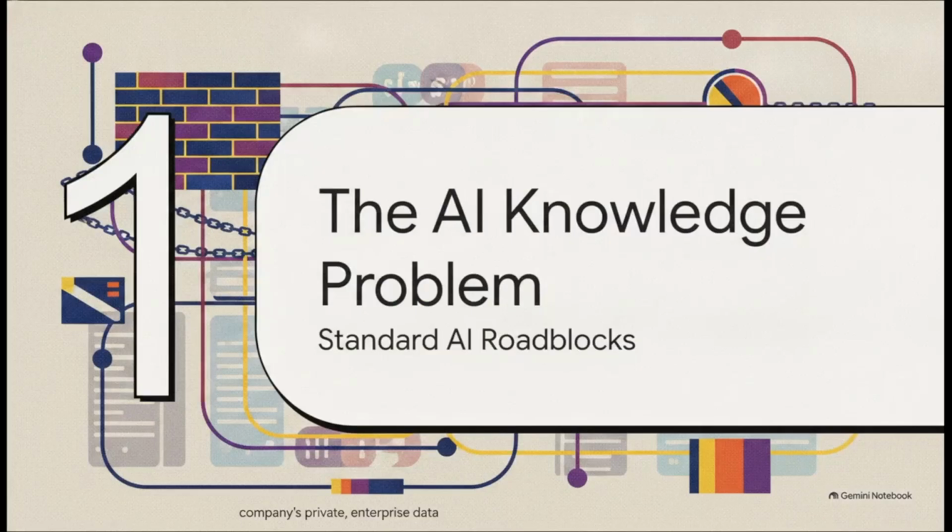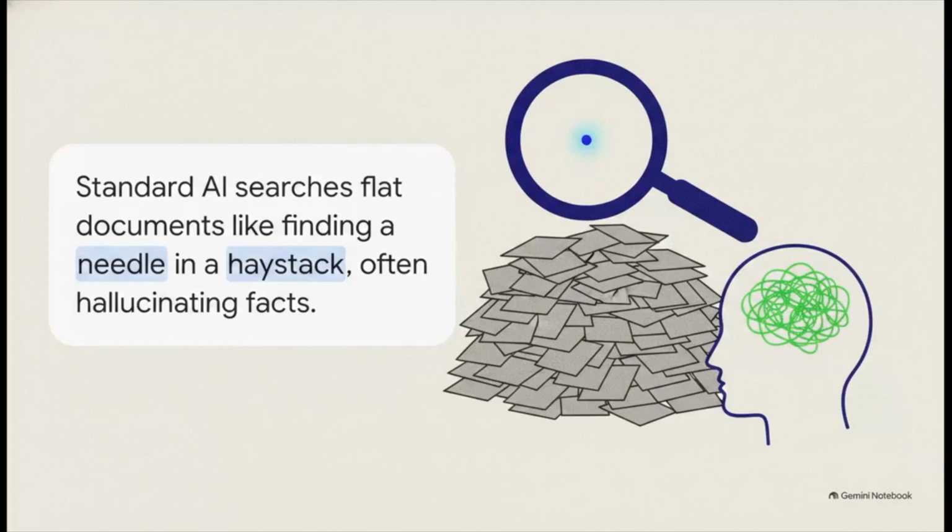Section 1. The AI knowledge problem. Okay, so here's the core issue. Standard AI approaches treat your data like a giant, messy pile of flat documents. When you ask it a question, it searches through all that text like it's hunting for a needle in a haystack. The problem? Well, standard language models struggle heavily with what engineers call positional context.